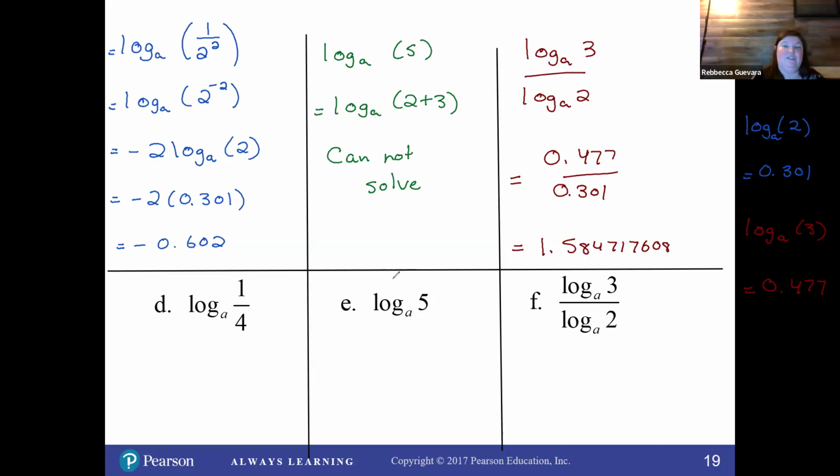Okay. So just bear in mind, most of these we can work with by just rewriting things as powers or as products or quotients, with the exception of this case right here. When we try to write it as 2 plus 3, our rules of logarithms do not apply.